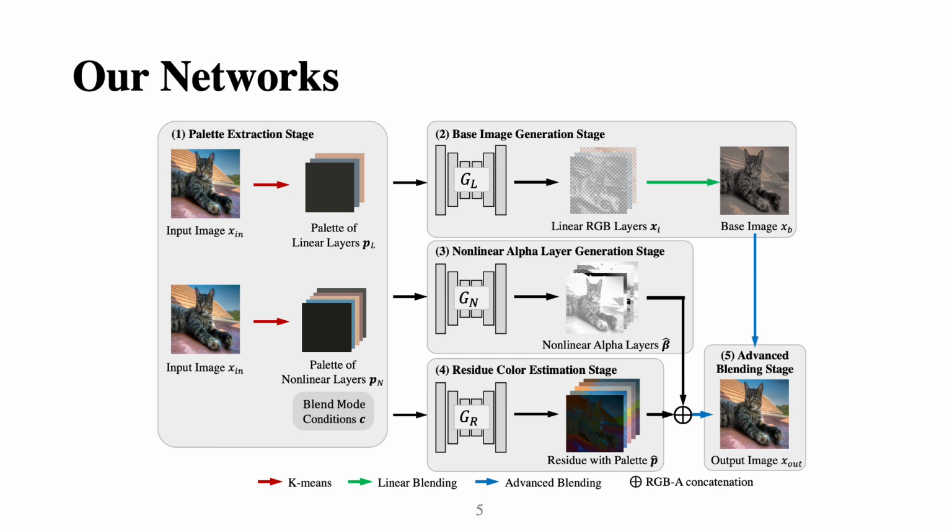We propose the first neural network-based nonlinear color unblending method. Our framework consists of three generative networks: a linear alpha generator, a nonlinear alpha generator, and a residue generator. Our framework consists of five stages: palette extraction stage, base image generation stage, nonlinear alpha layer generation stage, residue color estimation stage, advanced blending stage.